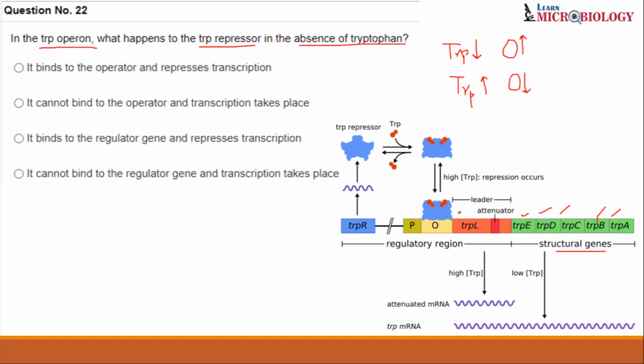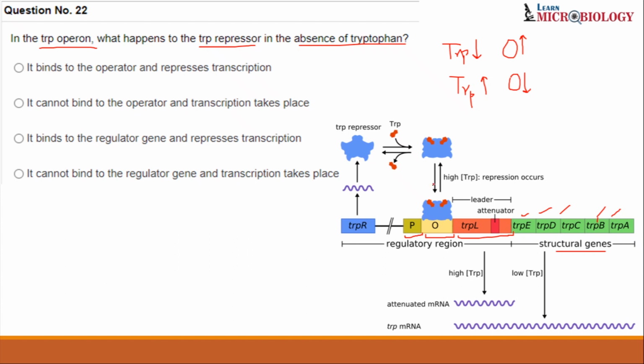Coming back to this, this is your regulatory region. This is your promoter region P, where the polymerase enzyme is going to bind, and here is your operator, where the repressor is going to bind. Along with this, a leader peptide is also present in the tryptophan operon. Since this question is not about the leader peptide, I am not discussing it in detail, but I recommend you read about it, because in the TRP operon there is one more important feature called attenuation. You can read about it later.